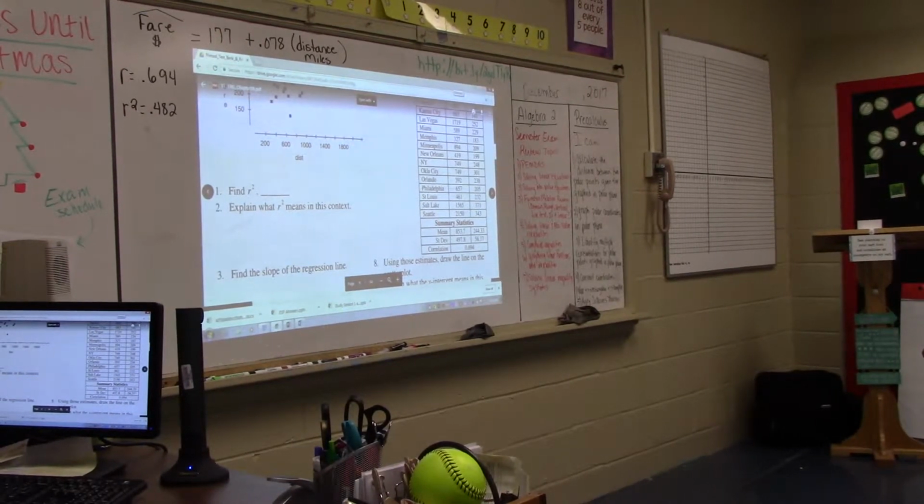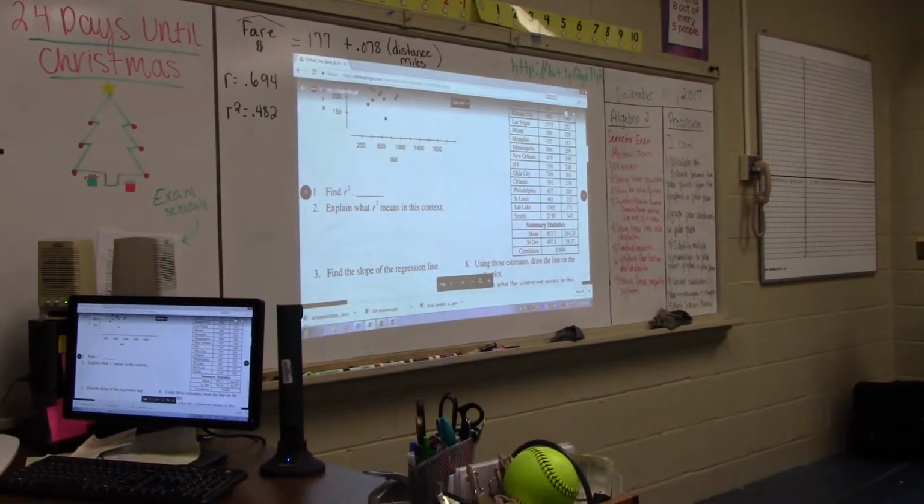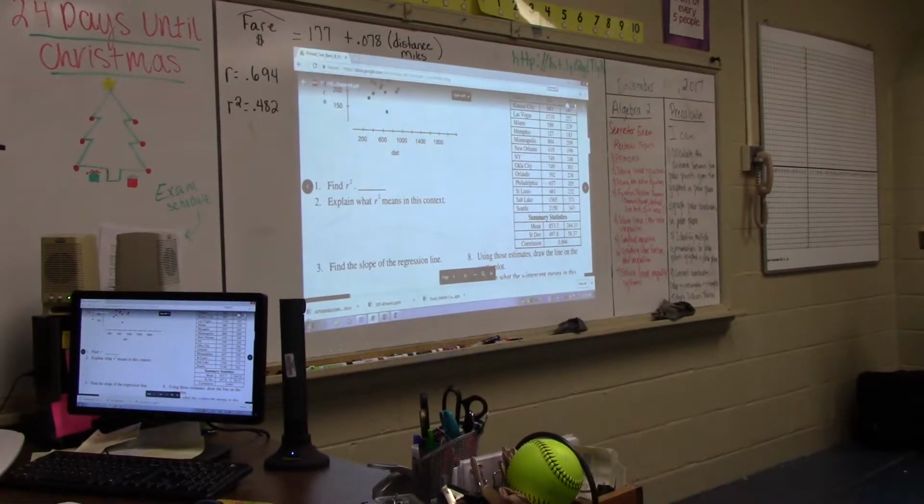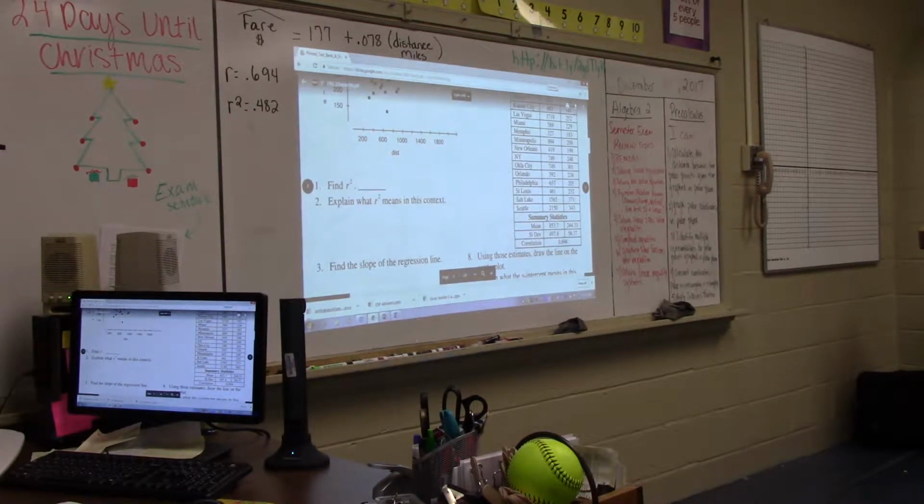The relationship can be explained by the least squares regression line, and you can write LSRL between distance and fare. That's what we're looking for on the AP test. Those are the words we're looking for.